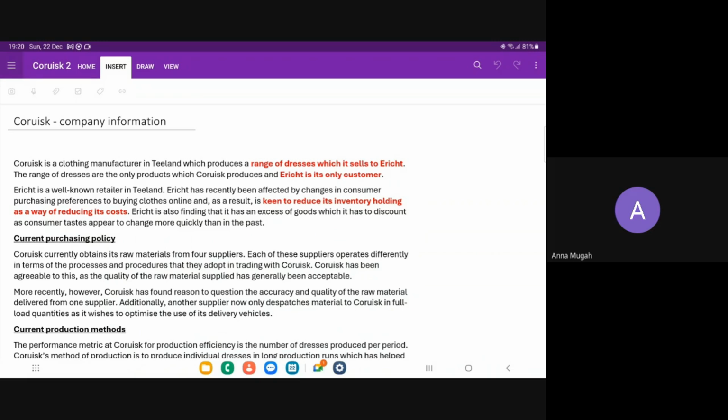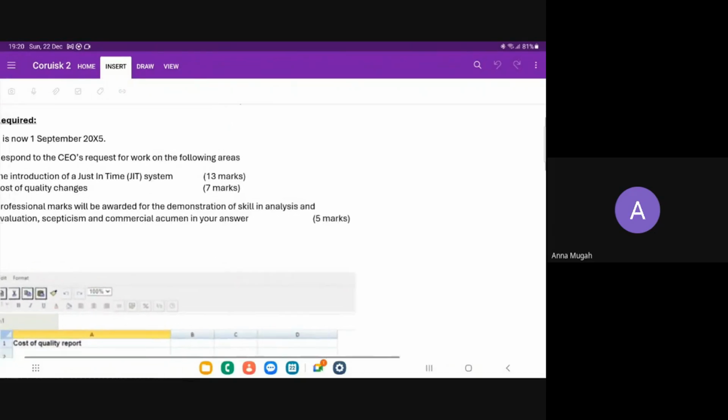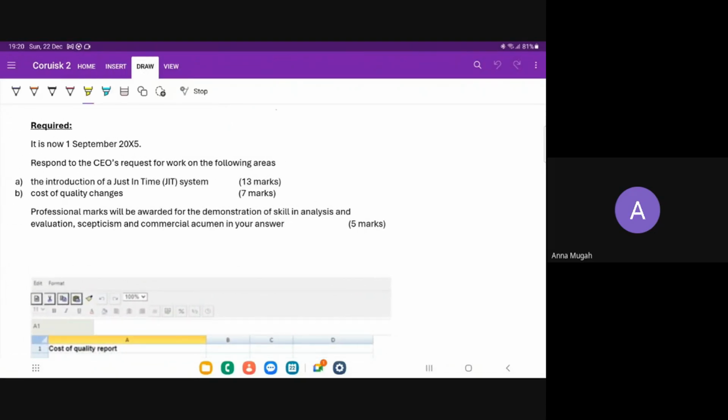First of all, let me tell you what is the requirement. If you see the requirement, it says: respond to the CEO's request for the work on the following areas: the introduction of JIT system, that is for 13 marks, and the cost of quality changes, that is for 7 marks, right? So if you see the requirement, probably you are unable to understand what is actually required in the question.